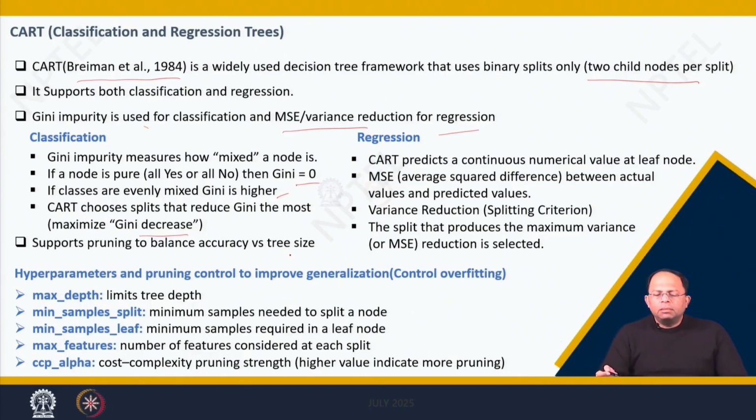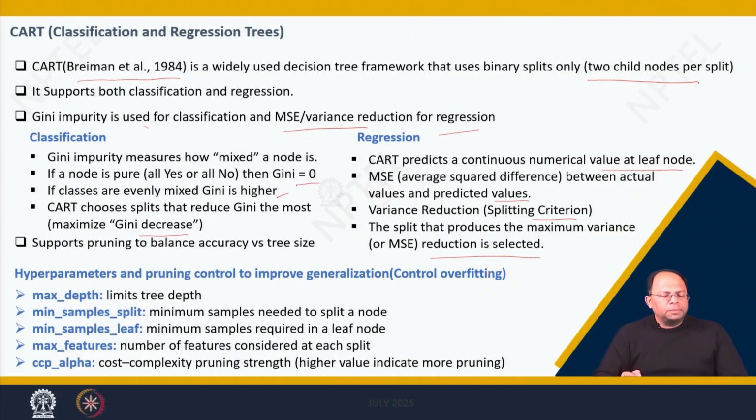In case of regression, the same algorithm does the work in a slightly different way. It predicts a continuous numerical value at the leaf node, and MSE, the average squared difference between actual values and predicted values, is taken, and variance reduction is the splitting criterion. That means after the split, if there is a reduction in variance, then only it would be considered. The split that produces the maximum variance reduction is selected. That means which feature will be selected depends on which produces the maximum variance or MSE reduction.